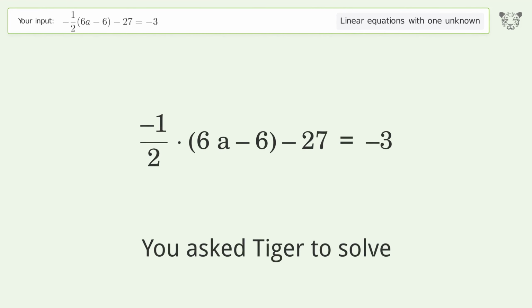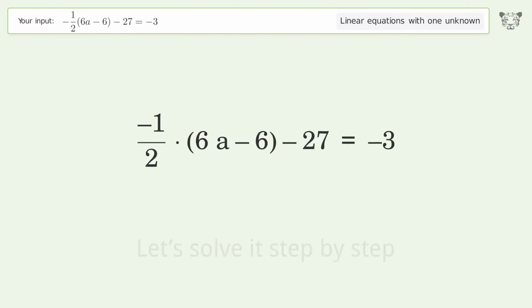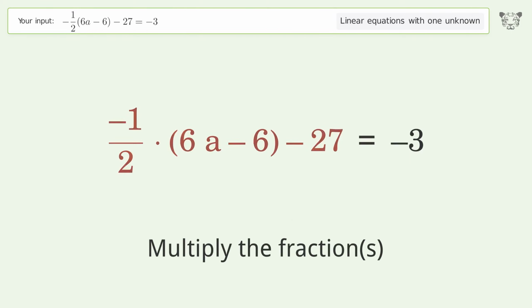You ask Tiger to solve. This deals with linear equations with one unknown. The final result is a equals -7. Let's solve it step by step. Simplify the expression. Multiply the fractions.